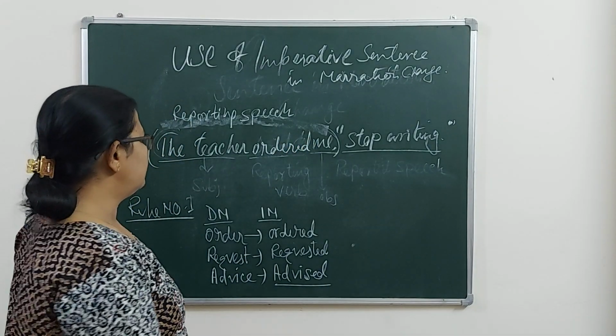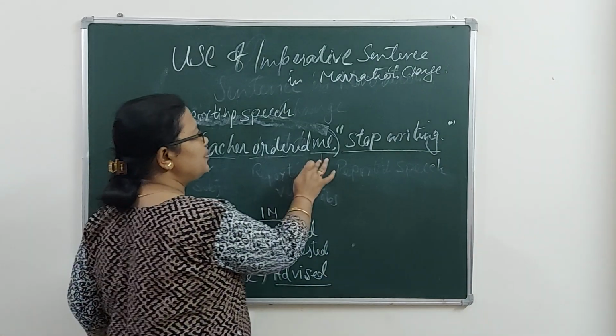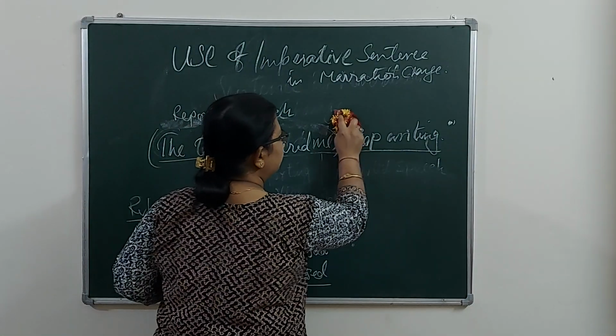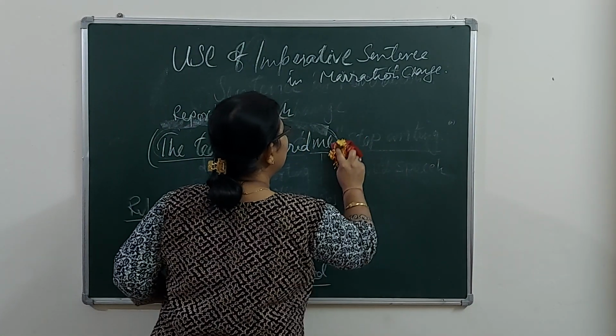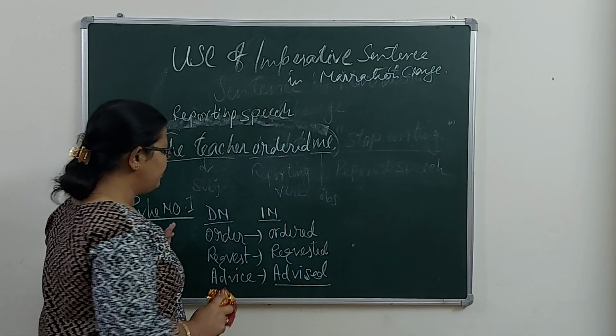After this, "ordered", no "to" is used. So, "ordered me". Now stop writing. The second formula will come now. This is the first rule.